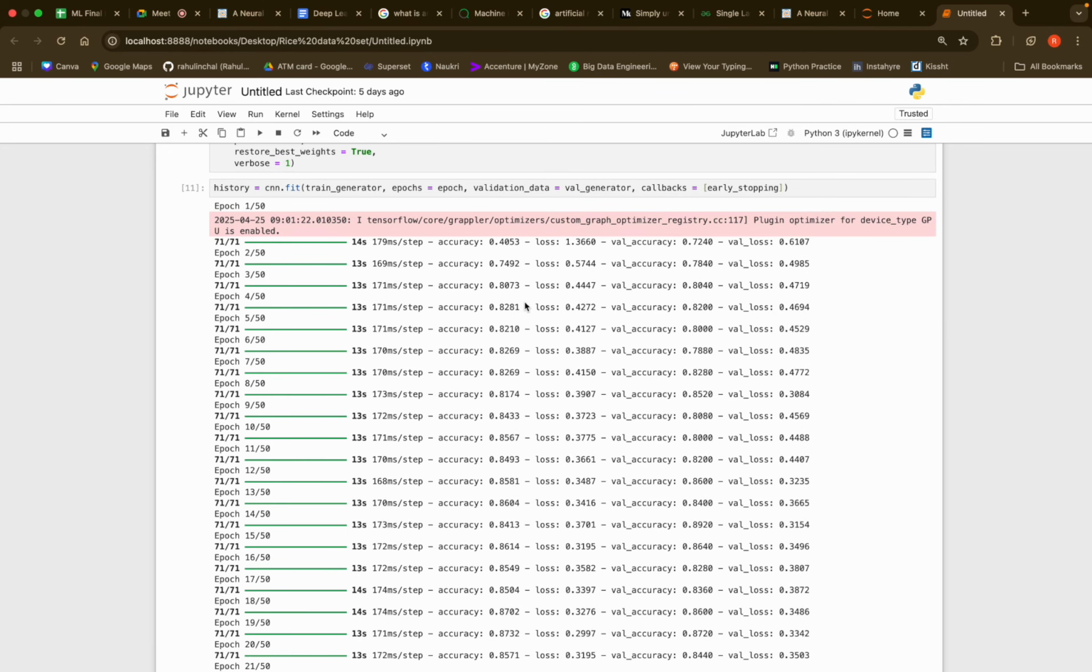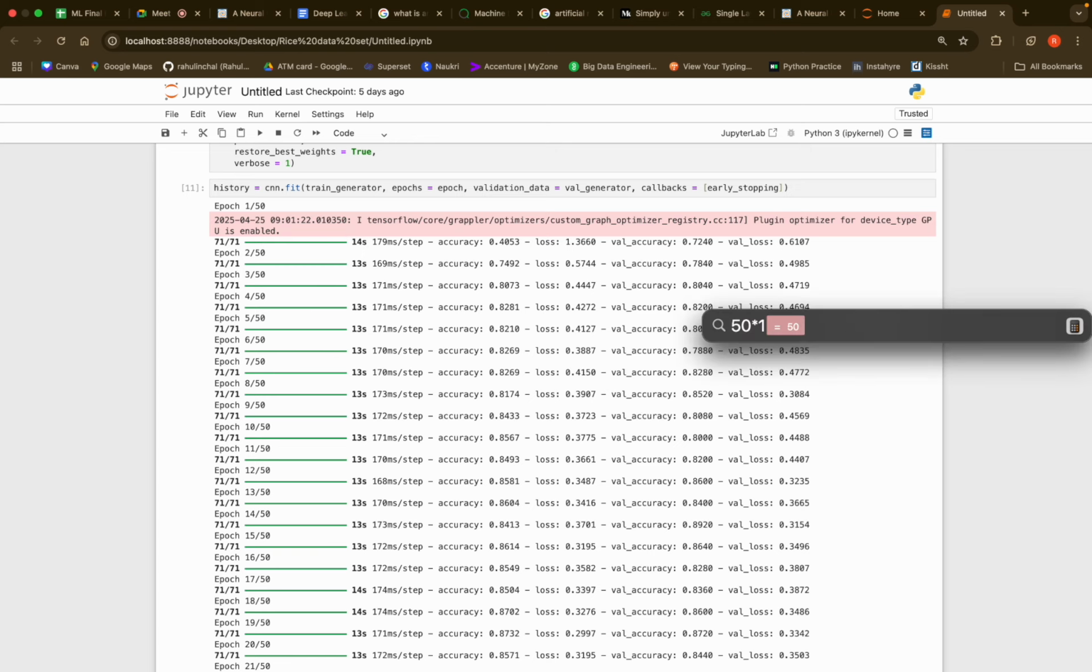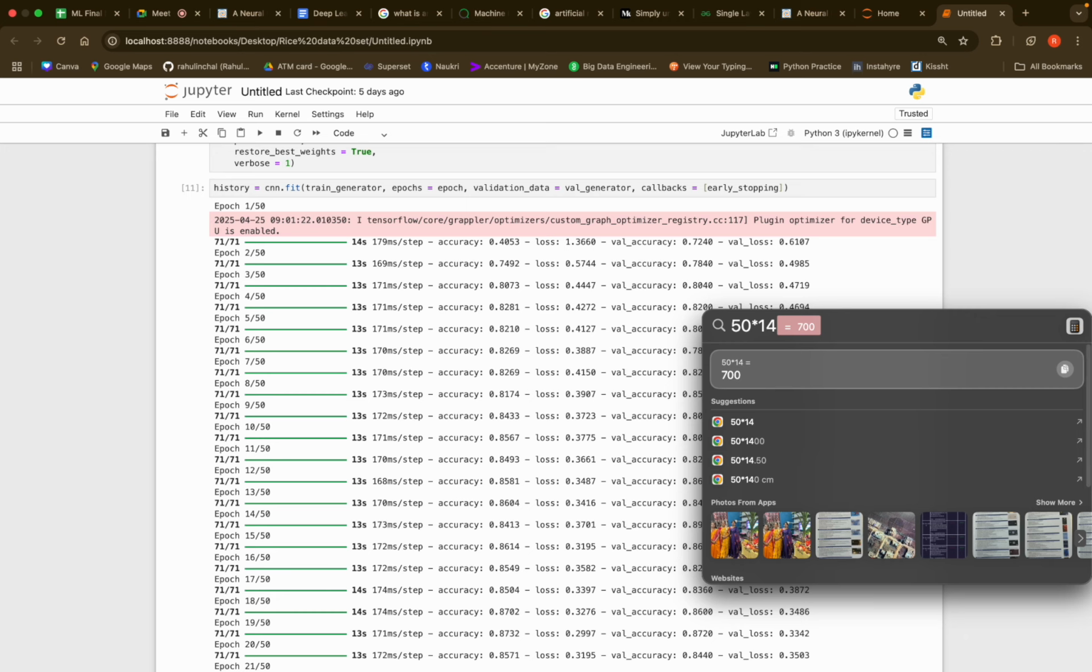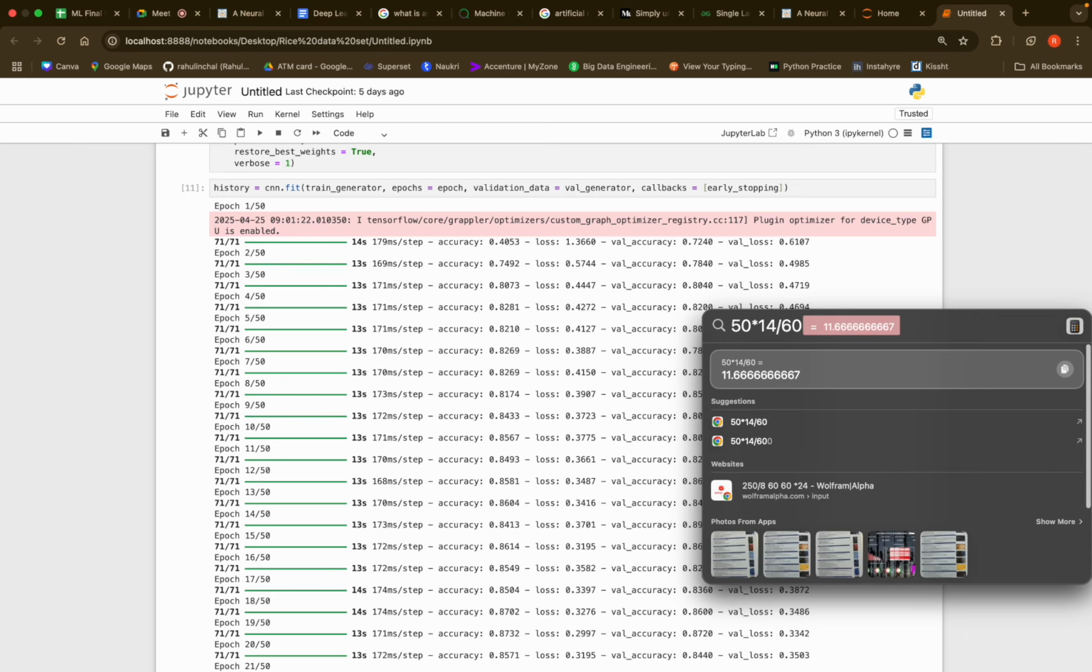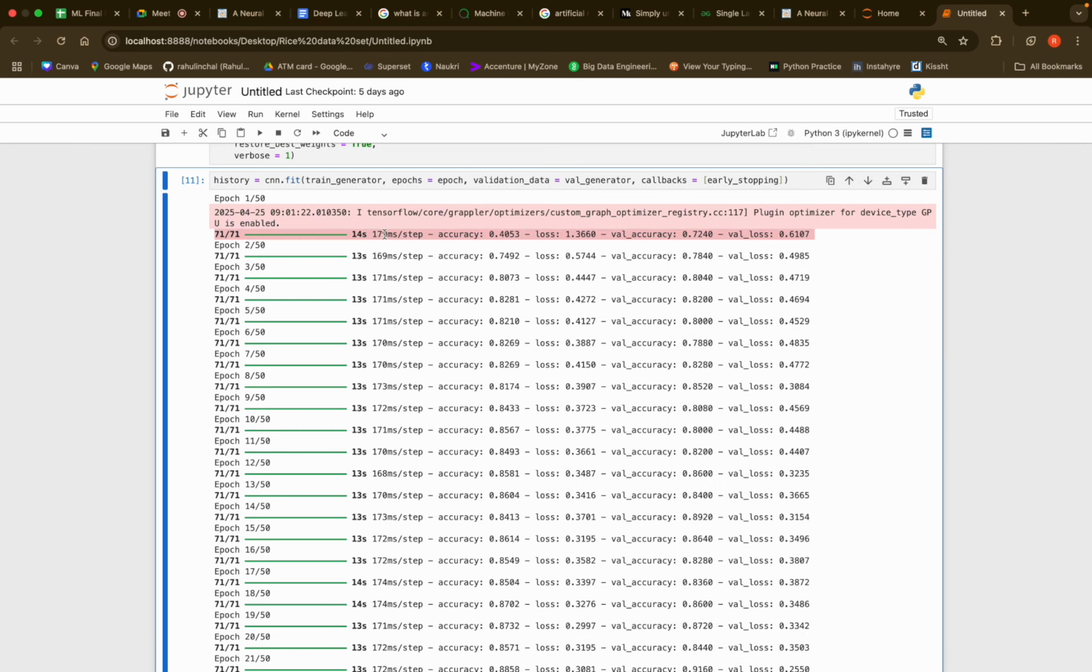I would have run this again, but it takes 14 seconds for one epoch. So 50 into 14, if you do, it takes 700 seconds. So if you divide by 60, somewhat 10 minutes, 11 and a half minutes. Keep a close eye on these lines. 14 seconds it has taken for one epoch to complete.